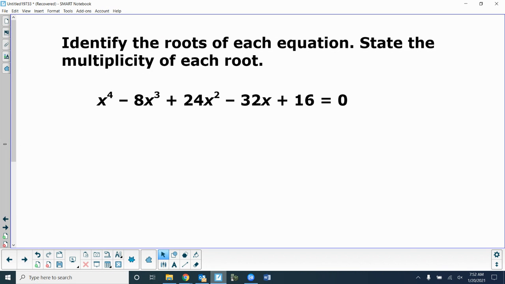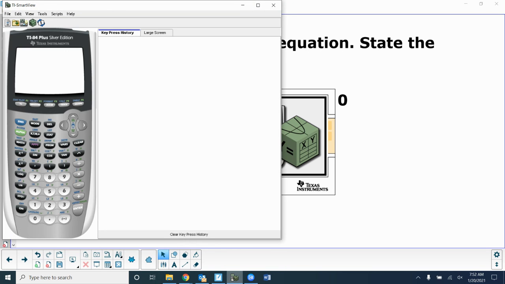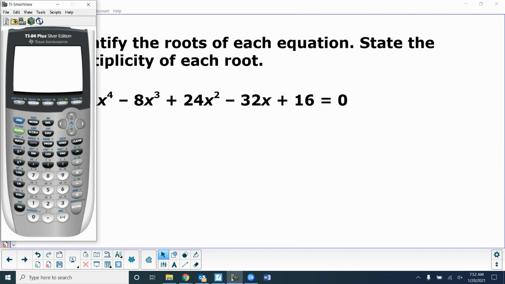All right. So again, this one is tough to try to factor. So I would just put it in my calculator and look at the graph. So when we look at our graph, what are we looking for to solve this? When we find those roots, or we call them zeros, what do I look at once I graph it on my calculator? Where it crosses the x-axis, right?